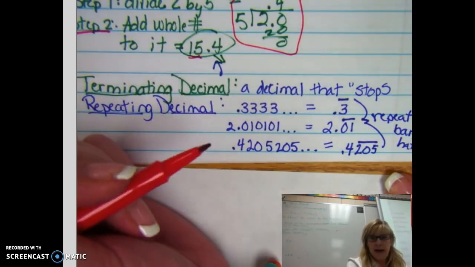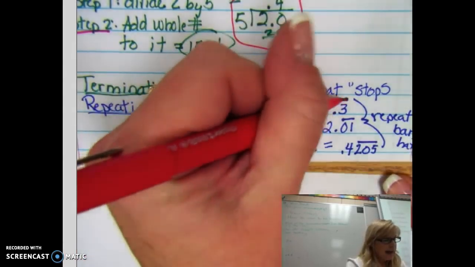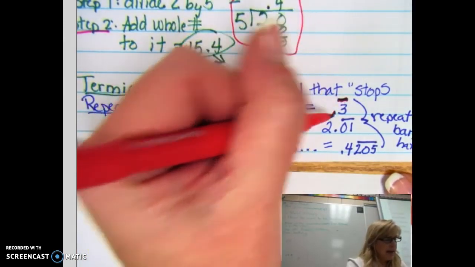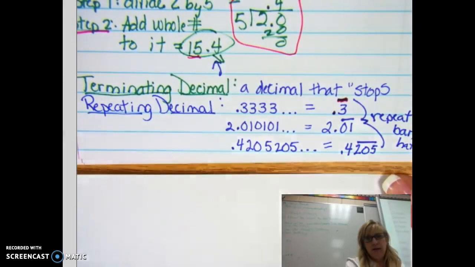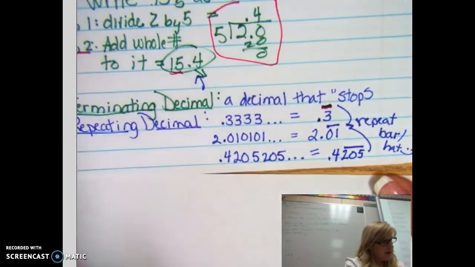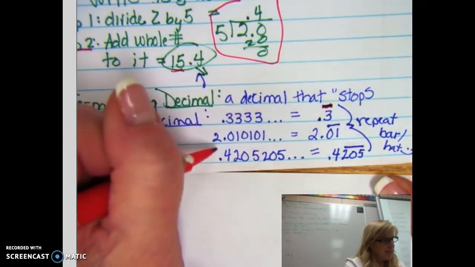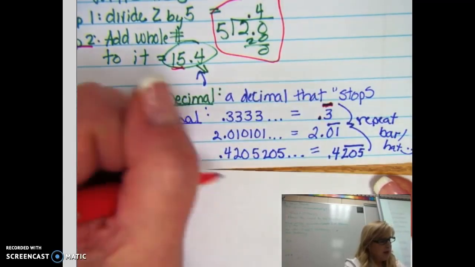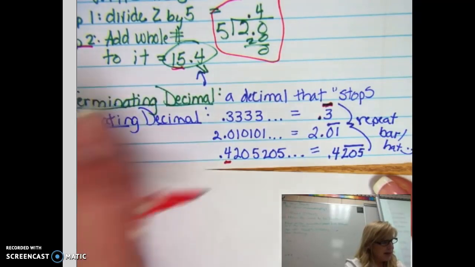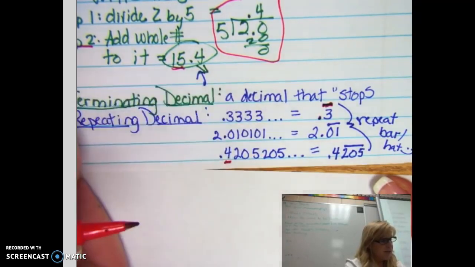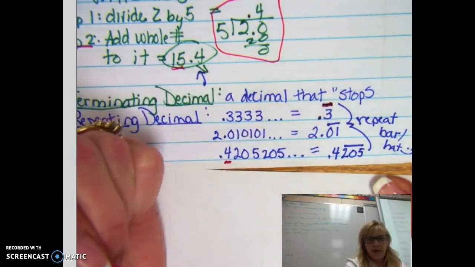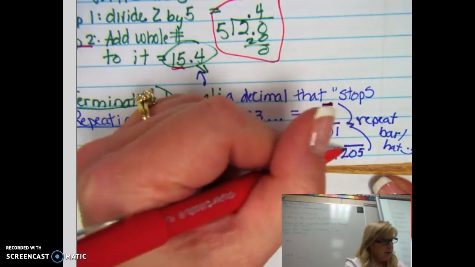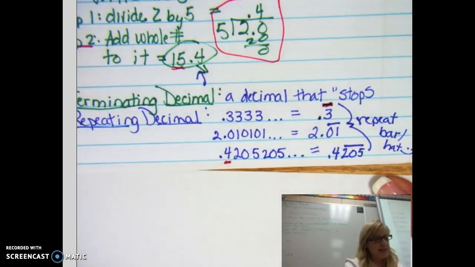How do we write that in math terms? We put a little hat on the 3. That is a repeating bar, and that says that this is 0.3 for eternity. This one has a 2-number repeating pattern, so I would write 2.01 repeating. Notice this one though, the 4 is there, but then the 205 repeats. You do not put the hat or the repeat bar over the 4, just the 205, just the piece that repeats.